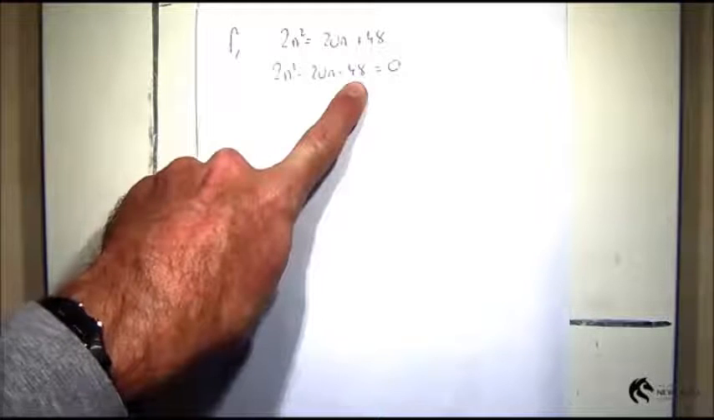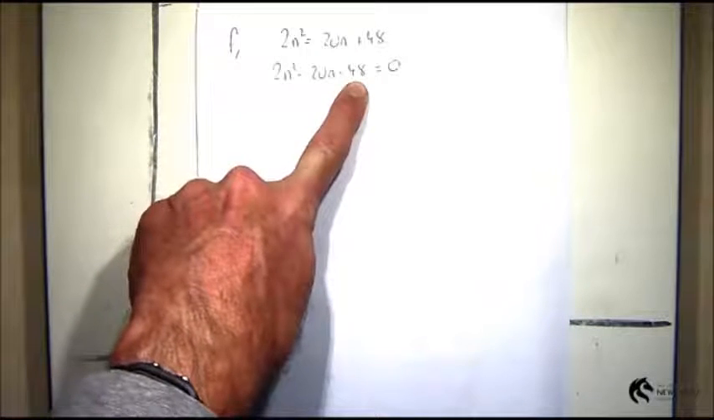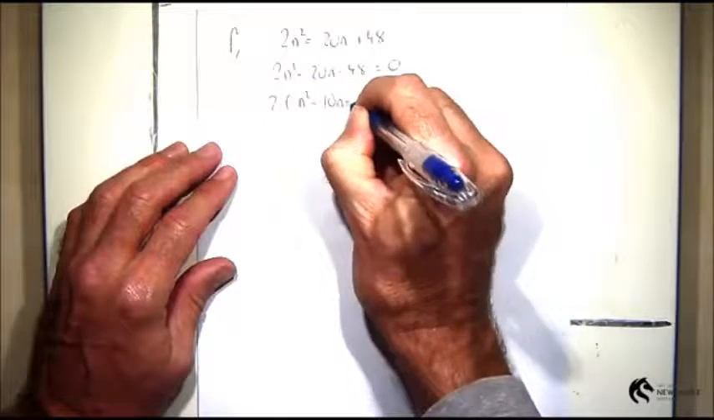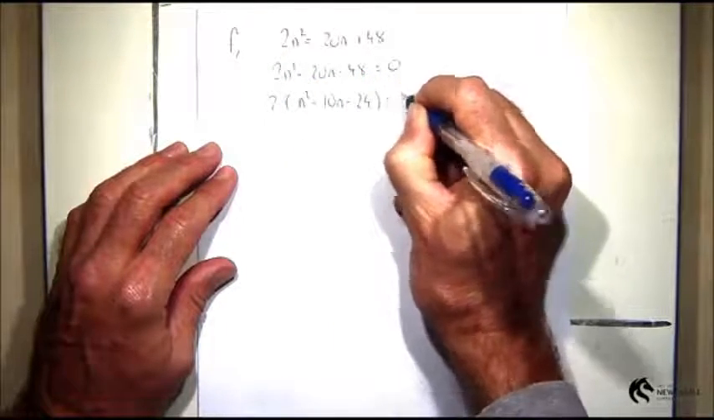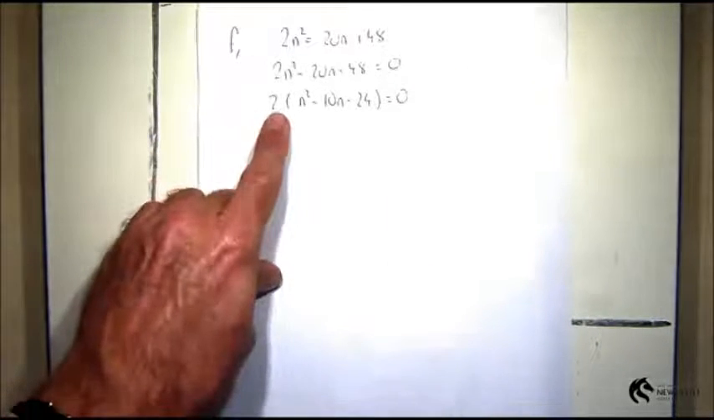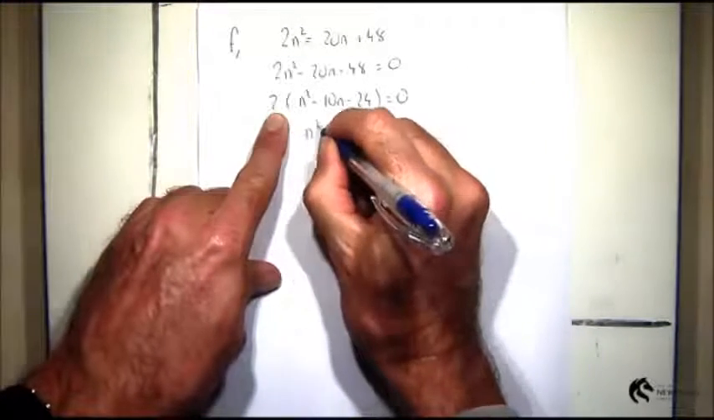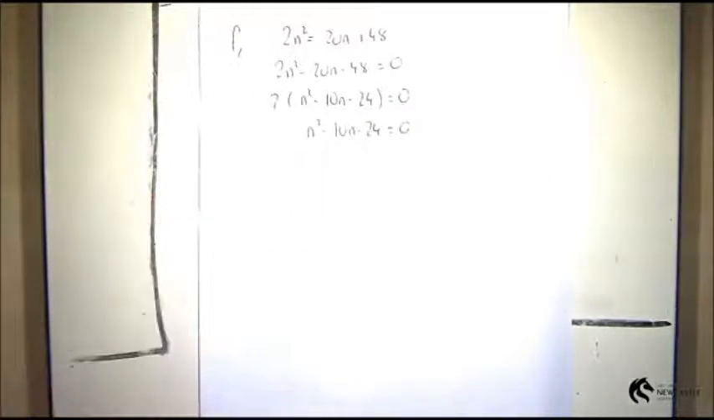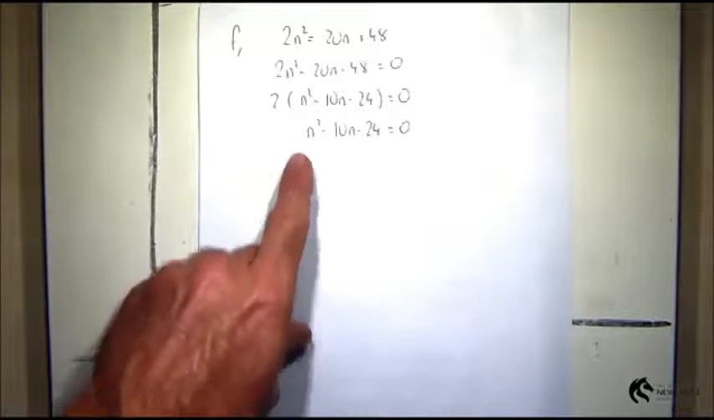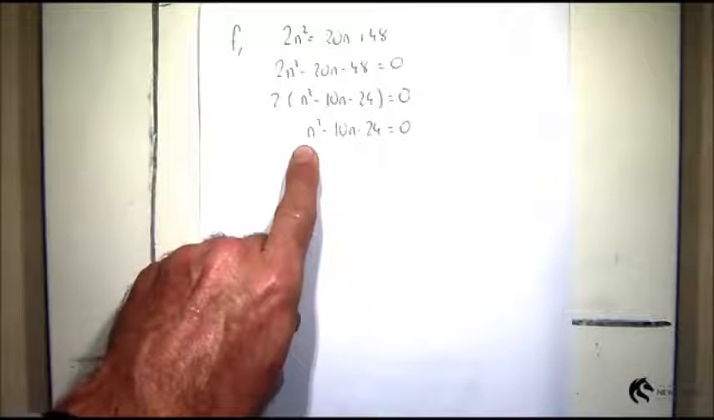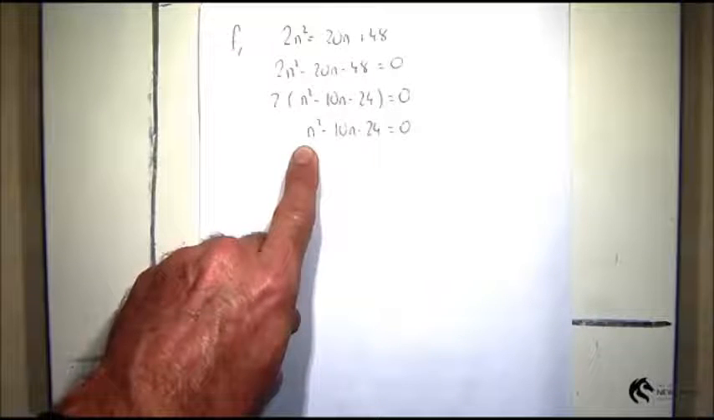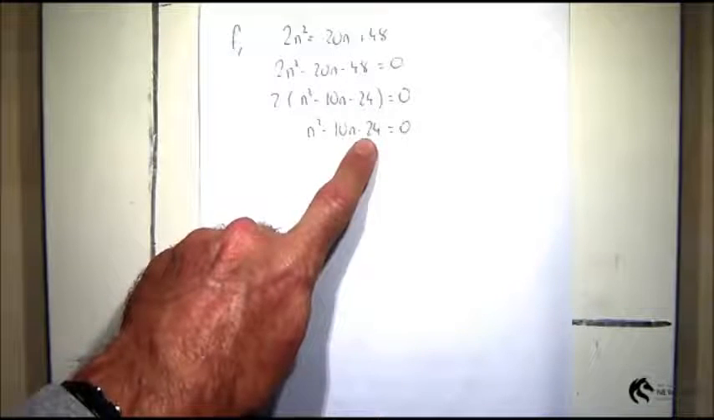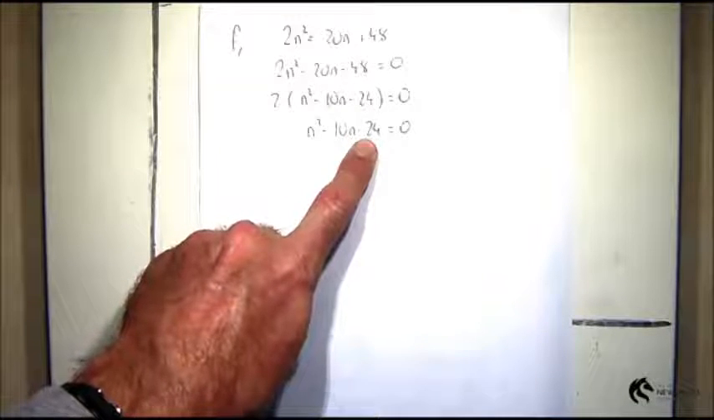So in this case, I'm actually going to divide by 2 here. In fact, I'll do it this way. I'll write it. It's 2 lots of n squared minus 10n minus 24 is equal to 0. Now I can divide both sides by 2. So here I have n squared minus 10n minus 24 is 0. And I'm now down to a coefficient here of 1, which means that I can just say alpha plus beta's minus 10, alpha times beta is minus 24.